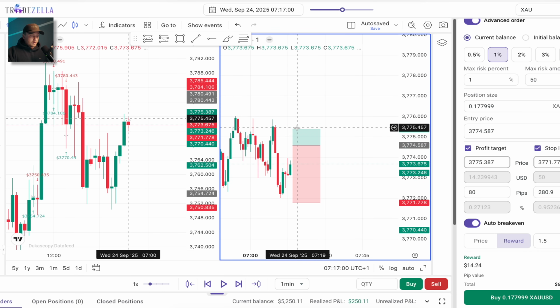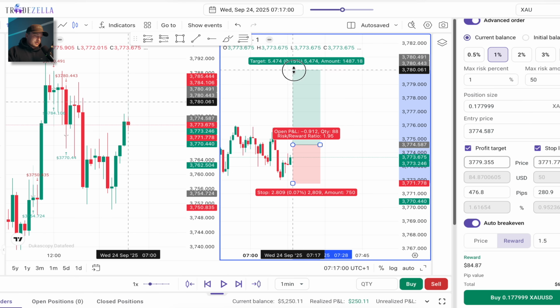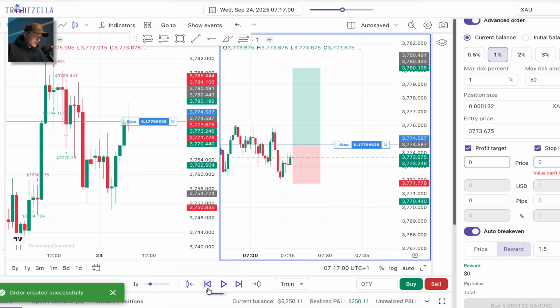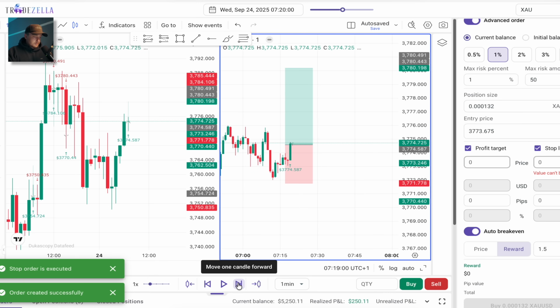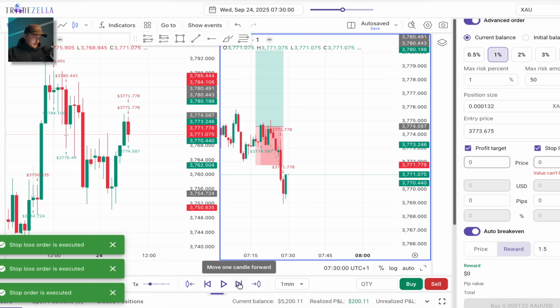So now we did make lower lows, lower highs. We have had that shift. So this looks much better than the previous trade that we weren't actually triggered into. So let's see with this one. Buy order is in. Triggered in. And stop loss. Keep moving forward.